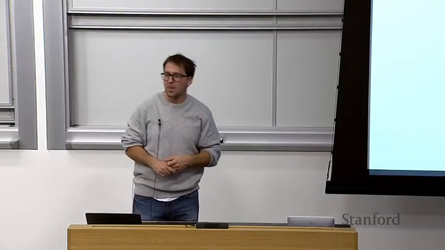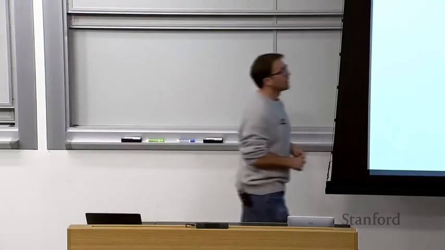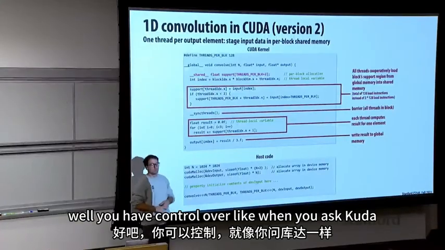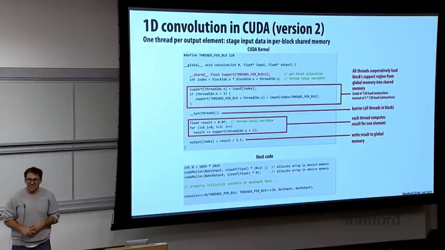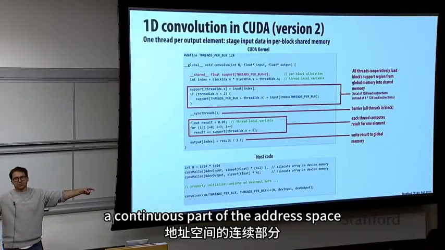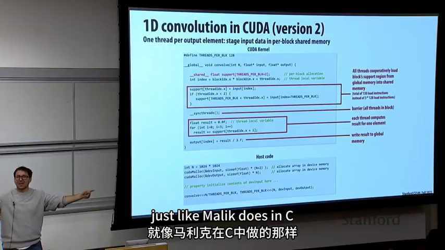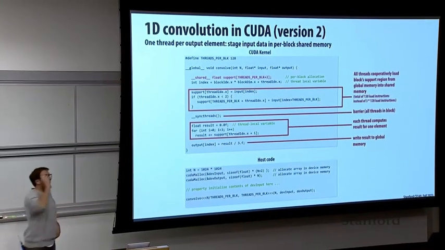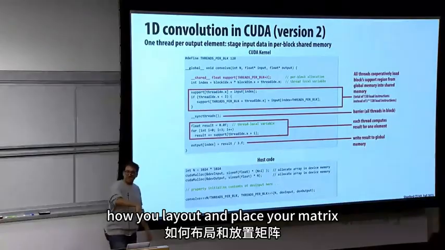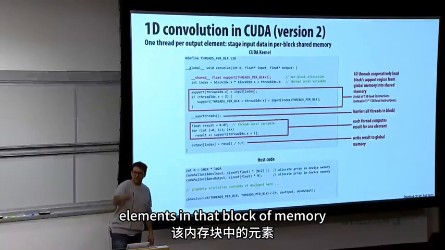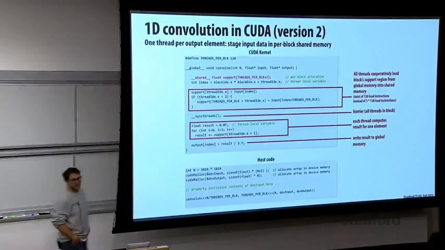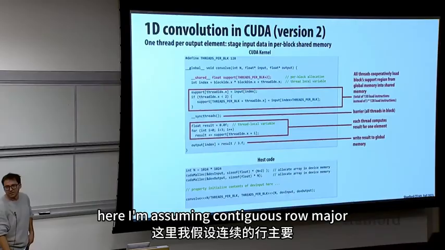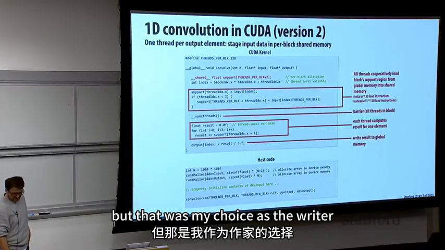And so do we have control over how CUDA malloc stores memory? Well, when you ask CUDA malloc for data, it will allocate you a continuous part of the address space, just like malloc does in C++. How you lay out and place your matrix elements in that block of memory is completely up to you, based on how you wrote that program. Here I'm assuming contiguous row major, but that was my choice as the writer.